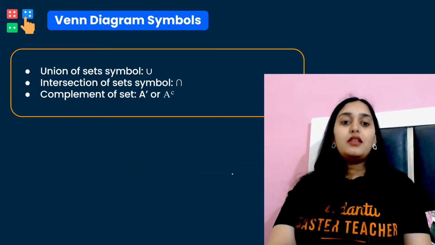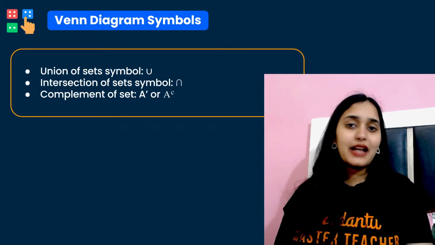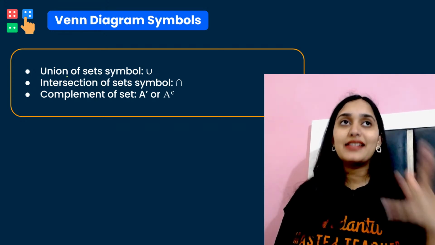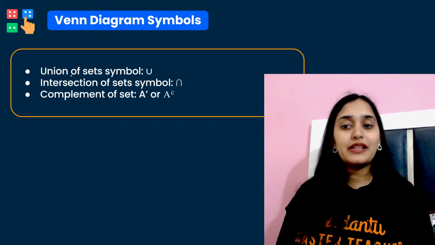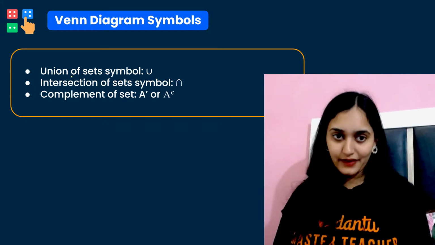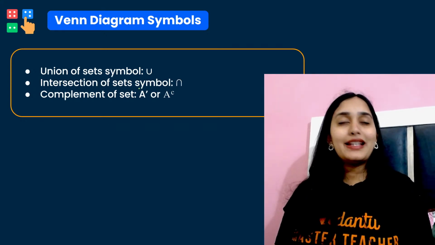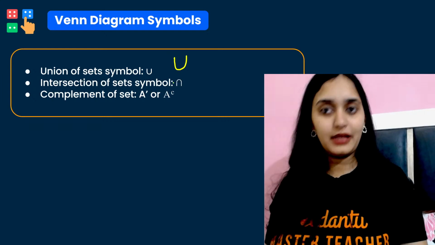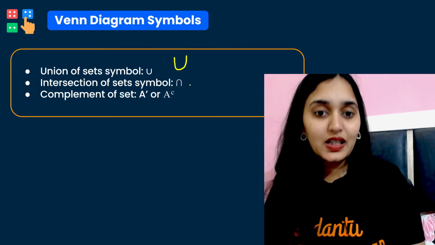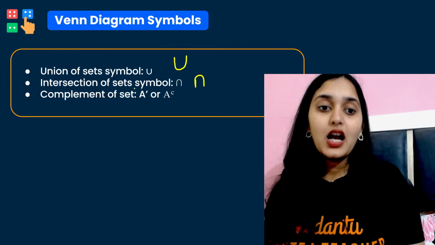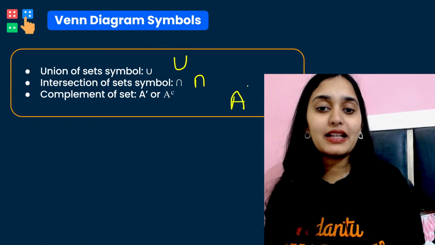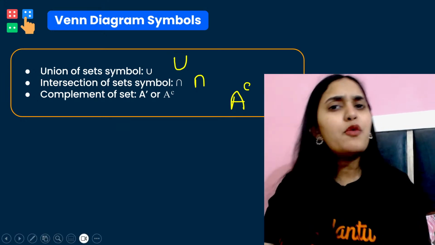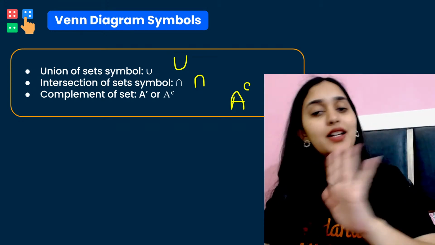Now, there are some important symbols that you need to know before we understand what the union of two sets is and how we find the union of two sets when the elements are given. First of all, what are the symbols that we use? The union of two sets is represented by an upward U symbol. Intersection is represented by a downward U symbol. Complement is represented by the set to the power of C, or the set name with a dash. What is complement and what is intersection, we will learn, don't worry.